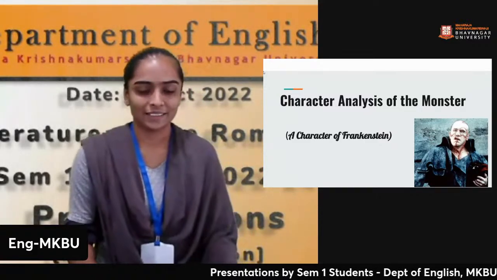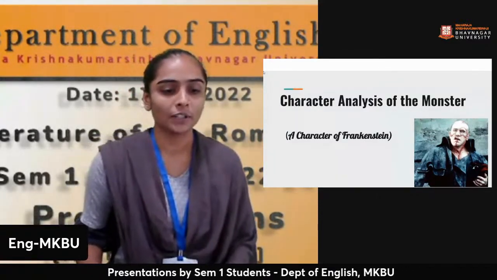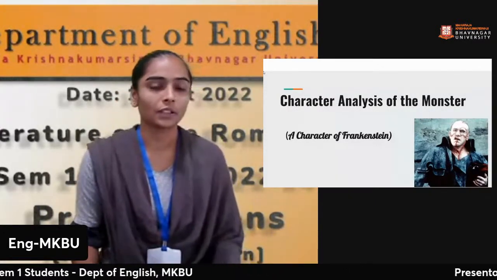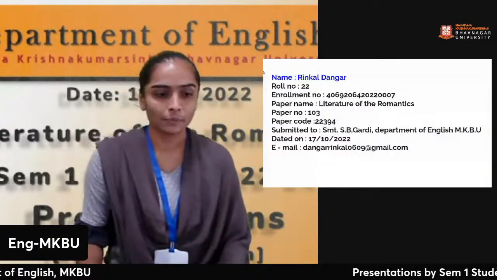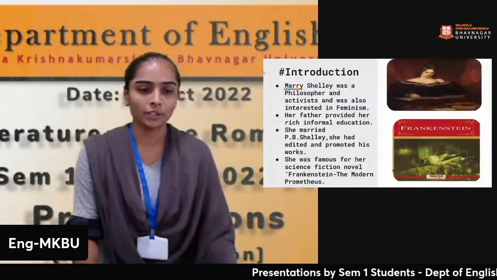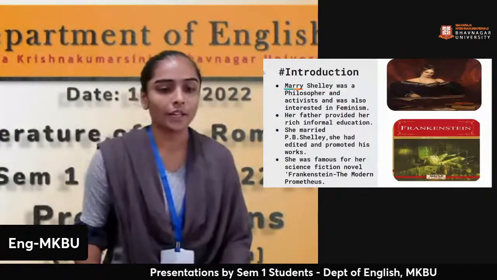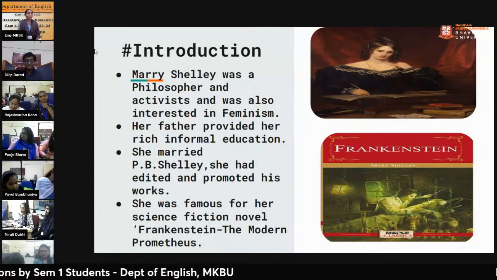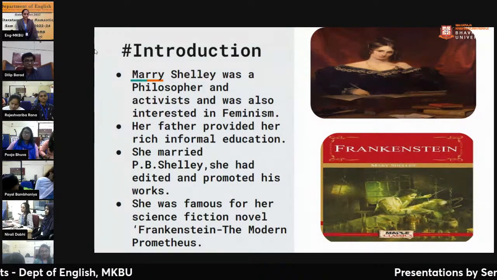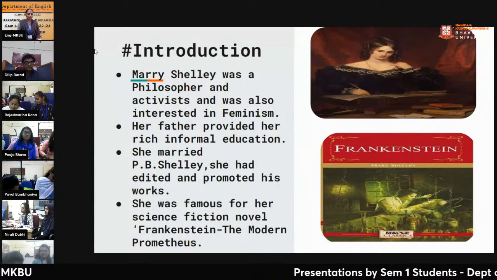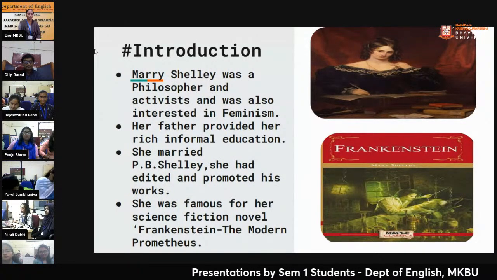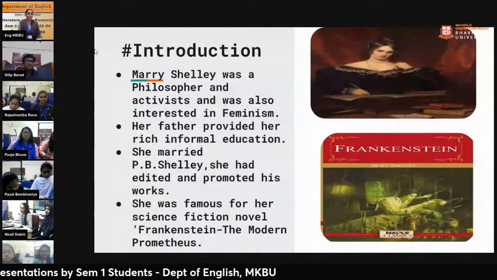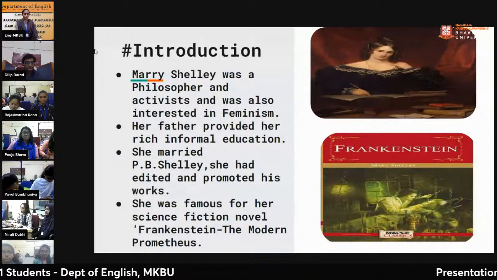Hello everyone, I am Rinkal and today I am going to deal with a topic: character analysis of the monster from the novel Frankenstein by Mary Shelley. Introduction. Mary Shelley was a philosopher and activist and also interested in feminism. Her father provided her a rich informal education. She married P.B. Shelley. She edited and promoted her husband's works. She was most famous for her science fiction novel Frankenstein, or The Modern Prometheus.